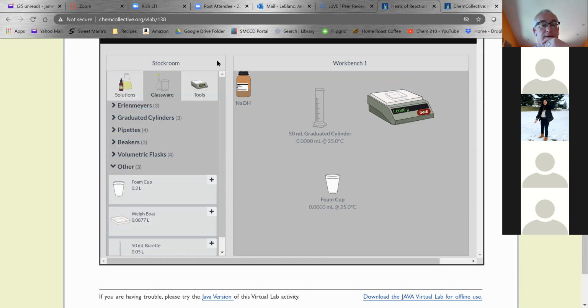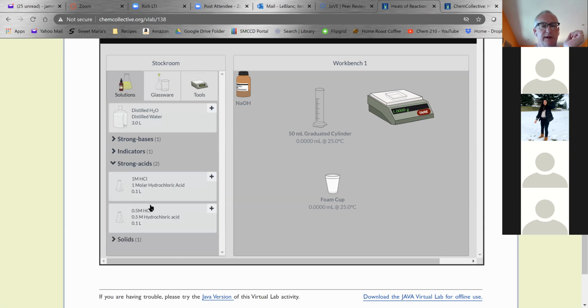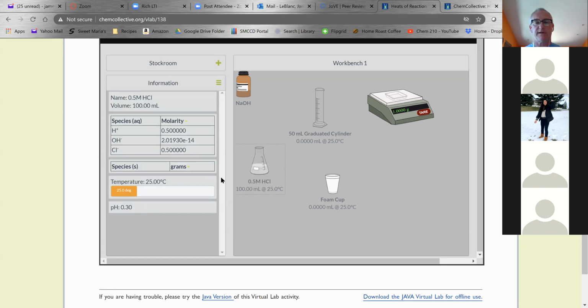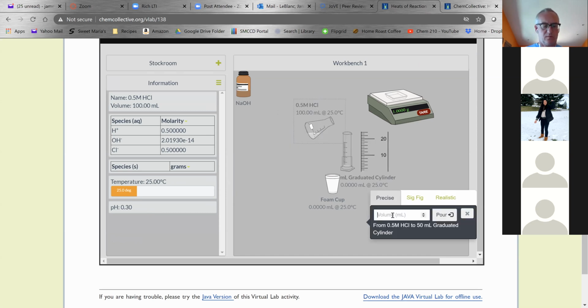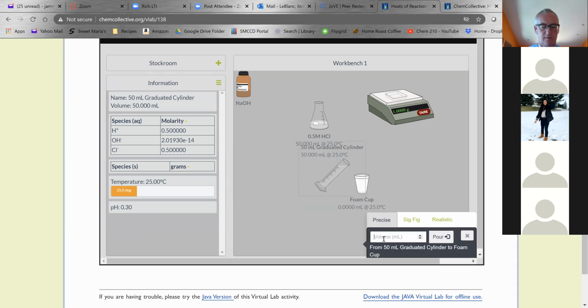Now I'm going to look for HCl this time under solution. So that's going to be, so HCl, is that a strong acid or a strong base? Strong acid. Strong acid. Yes, indeedy. So here it is. So we want half molar, not 1 molar. We want half molar, okay? So take my half molar out. Put 50 mils in. See that I got 50, okay? Now I'm going to transfer my 50 mils into my foam cup. Put 50 in there.